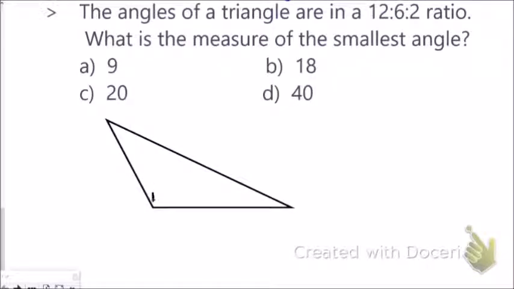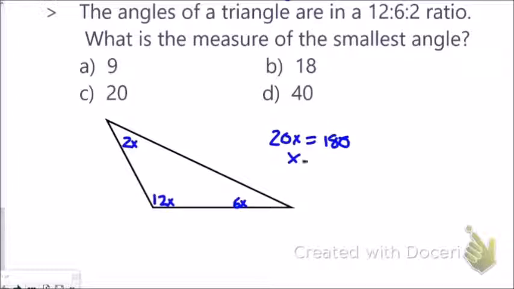This last one, the triangles are in a 12-6-2 ratio, so I'm going to go ahead and label my angles, but I'm going to put an X with each one because I can do that on a ratio problem. So 12X, 6X, 2X. Now I know the angles of a triangle add to 180, so if I add 12, 6, and 2, I get 20X is equal to 180. That means X is going to be equal to just 9.